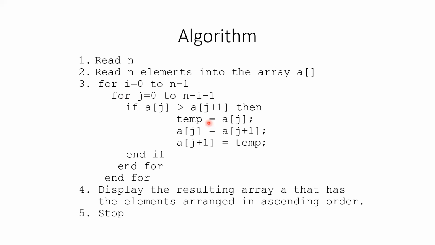We are taking a variable temp and putting the value of a of j in it, and we are assigning the value of a of j plus 1, that is the next element, to the previous element, and whatever value we held in temp, that is the original value of a of j, we are putting back at a of j plus 1. Simple swapping concept. I hope you have solved swapping problems in your classes. And then we end both the loops, and after that we display the sorted array.